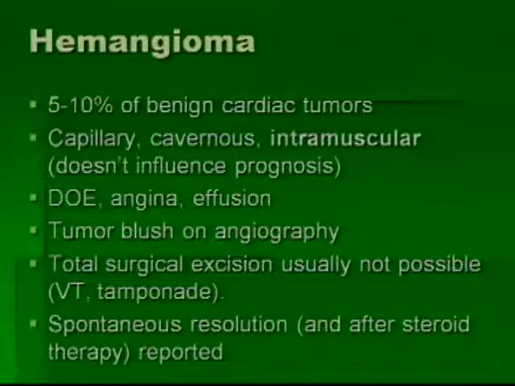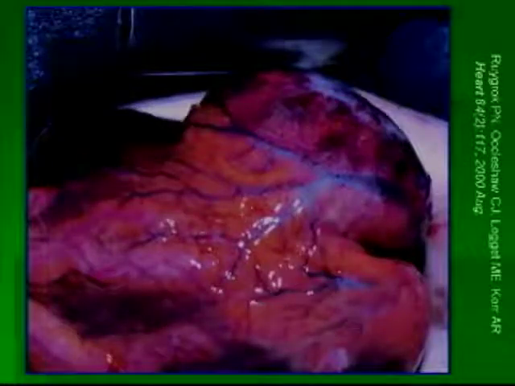Total surgical excision, unfortunately, is usually not possible, and patients have ventricular tachycardia and sometimes can be left with large pericardial effusions causing tamponade. They can also spontaneously resolve, and it has been reported that steroid therapy can hasten this. Here's an example of a very large hemangioma. You can see how vascular it is.